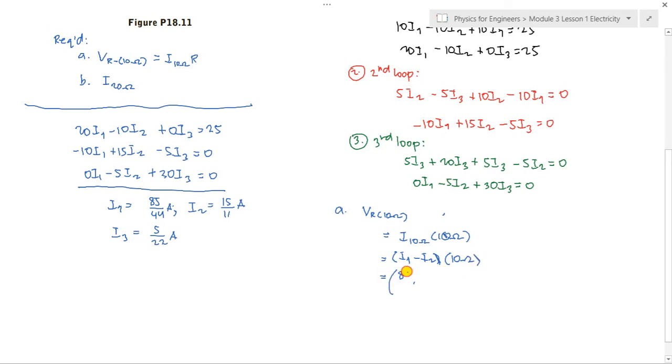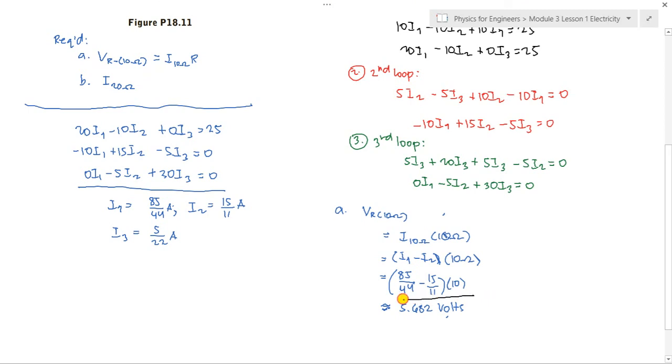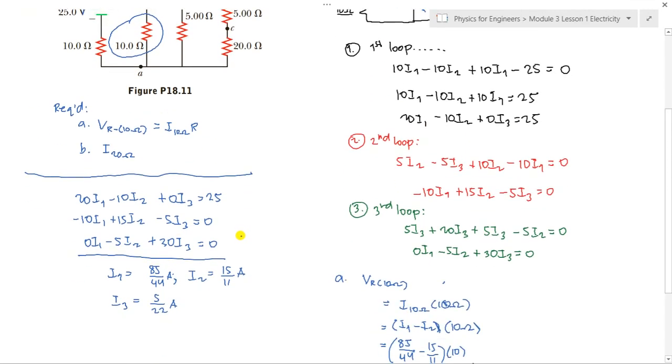I1 is 85 over 44 minus I2 which is 15 over 11, multiplied by 10. The answer is in volts. So that would be equal to approximately 5.682 volts. So this is our answer for the voltage drop. It is lesser than the 25 volts.